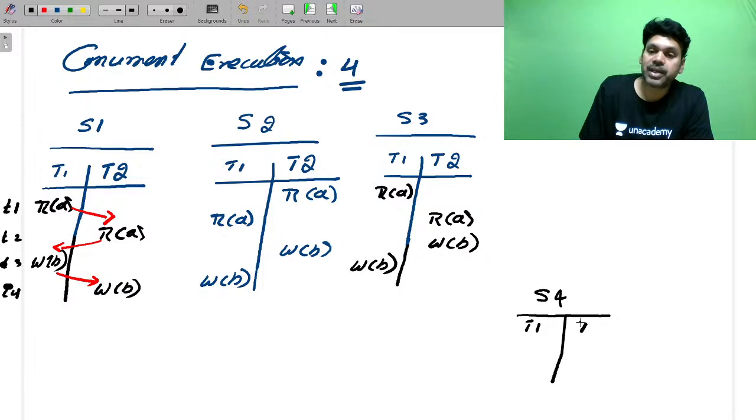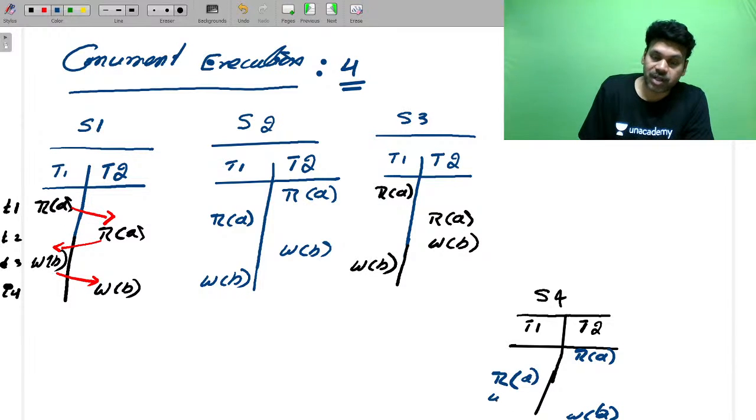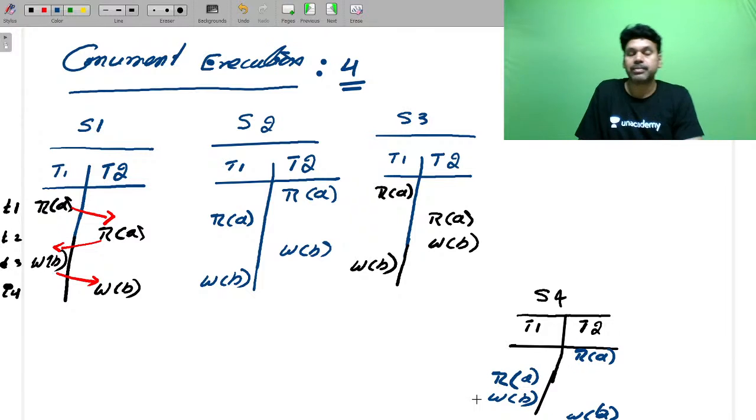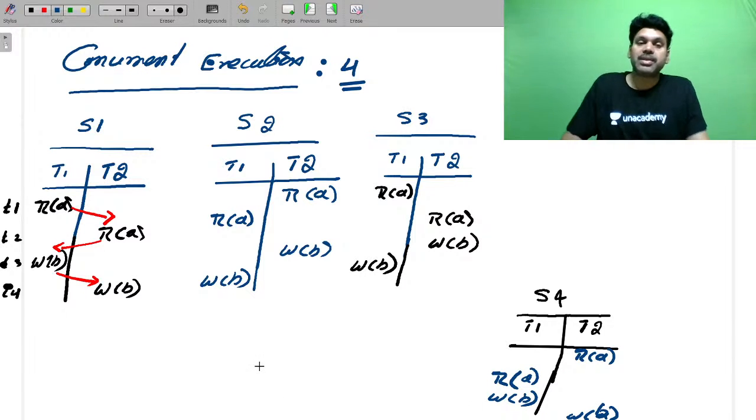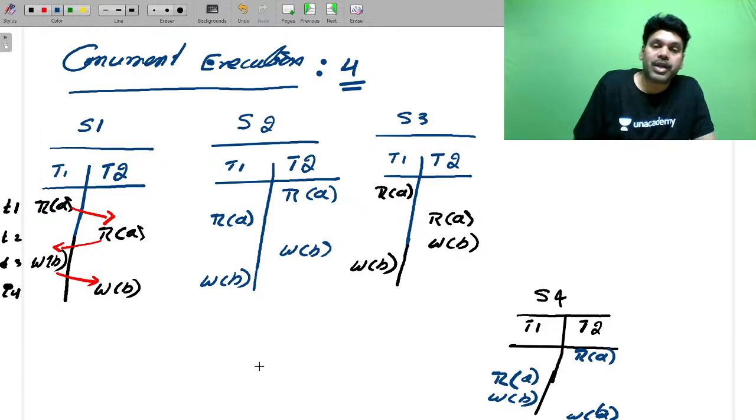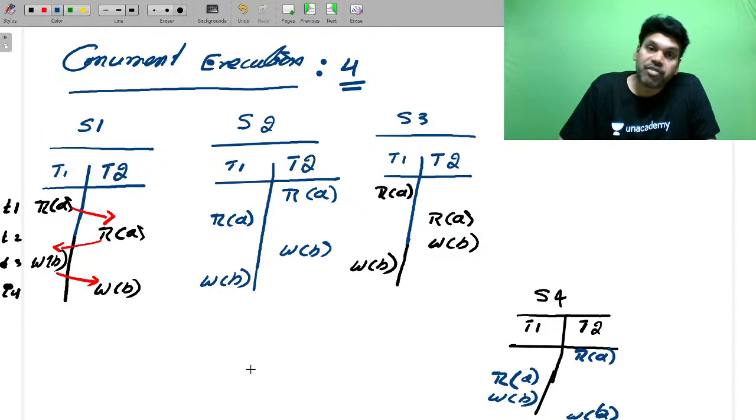So this is T1 and this is T2. Now T2 begins first and ends on its own: R A and W A, now W B. Now we will give a chance to T1 to execute in the middle and complete. So this is how you can talk about concurrent execution. If there are some commit or abort statements, then how are you going to segregate them? That also I am going to show you.